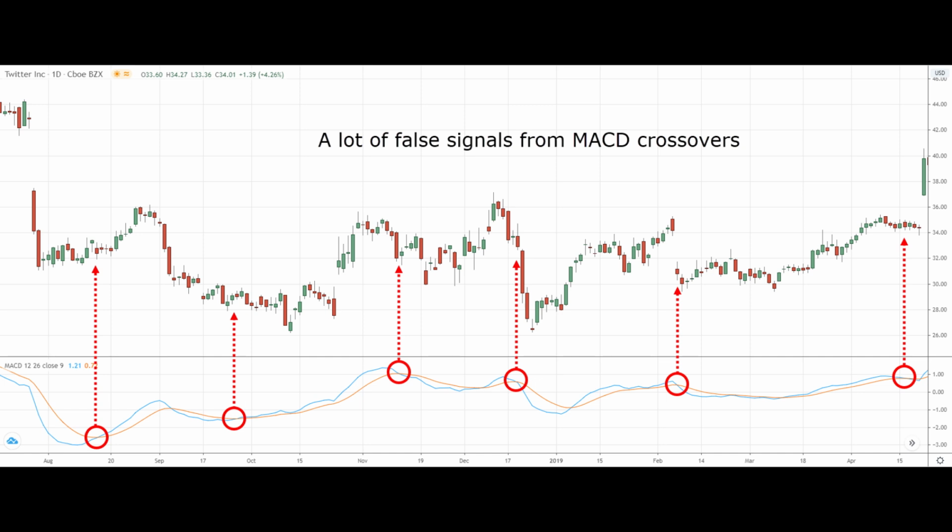Wait for confirmation. Don't act on the first crossover. Let the candle close and confirm the signal. Pro tip: avoid trading MACD signals during major news events. They often cause false crossovers due to volatility.